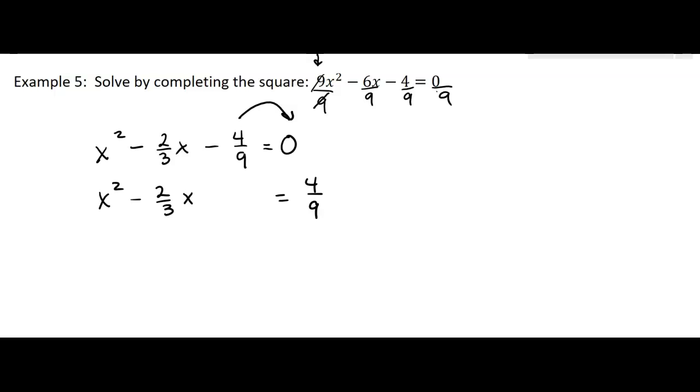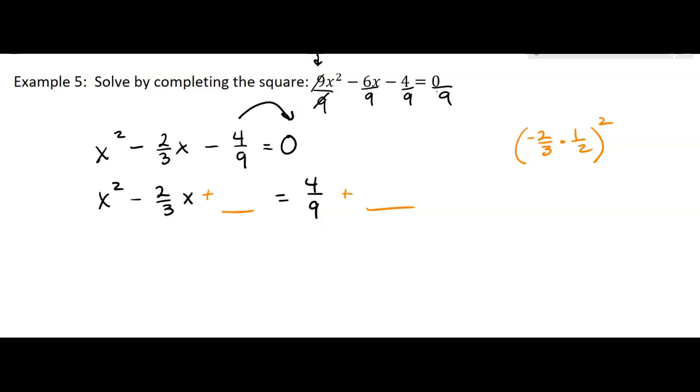Okay, now I'm going to find that magic number that has to be added to both sides to complete the square. That is the completing the square. Okay, so how do I find that? Well, I take negative 2/3 and I divide it by 2. We talked about that being multiplying by 1/2, and I square it. Okay, so dividing by 2 is the same as multiplying by 1/2.